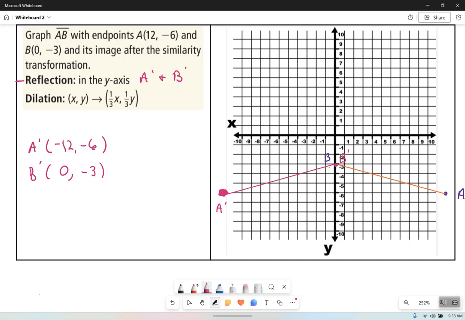Okay, let's go find our new points. So now let's dilate these in. We'll call these new points A double prime and B double prime, because that's our second move. Kids, what's 1/3 of all these values up here? What would -12, -6 turn into if we took 1/3 of all that stuff? Yep, -4, comma, -2, and B double prime would turn into what?